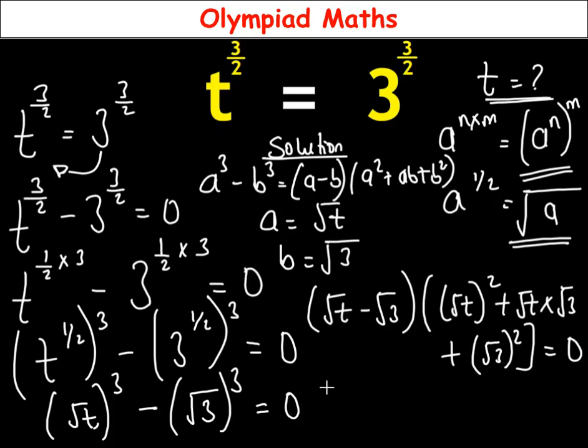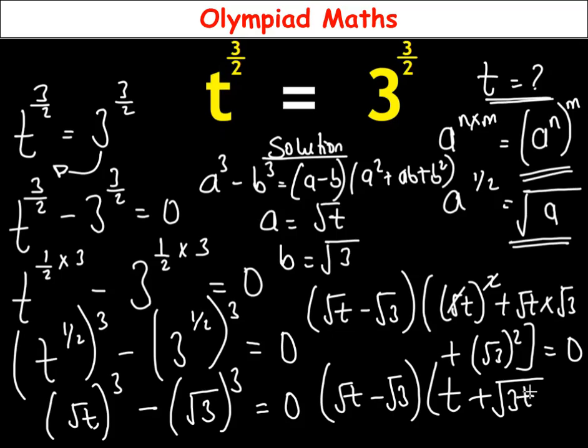So we have, in brackets, root t minus root 3 multiplied by, square cancels square root, t stands alone, so t, then plus root t times root 3 is root 3t, plus, square cancels square root, we have 3 standing alone. All of this is equal to 0. With this, let's clean up space.